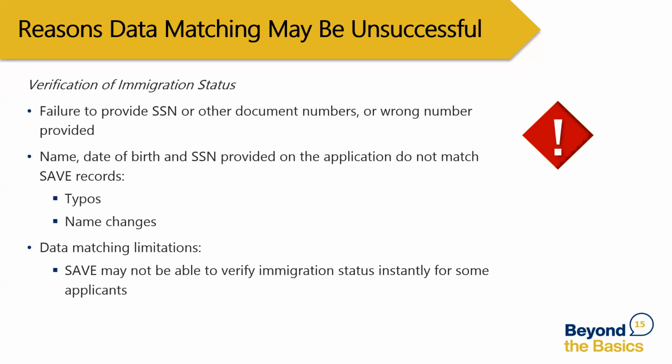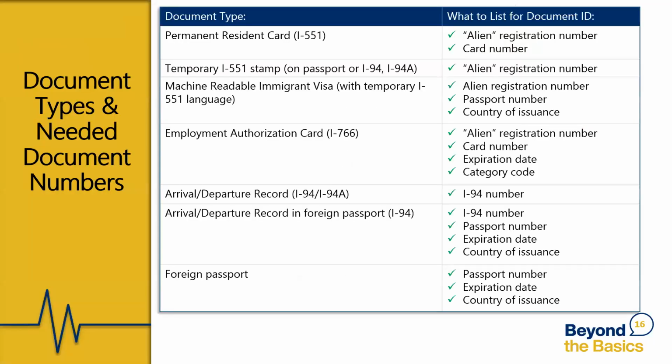There could be name changes, all the same kinds of things from beforehand. And then there are also just certain immigrants, because of the kind of status that they have, whose information is simply not in the SAVE system, or there's a big delay before it can ever appear in the SAVE system. So there are certain immigration statuses that people might have that will always be challenging to get verified electronically through this data matching. Next slide.